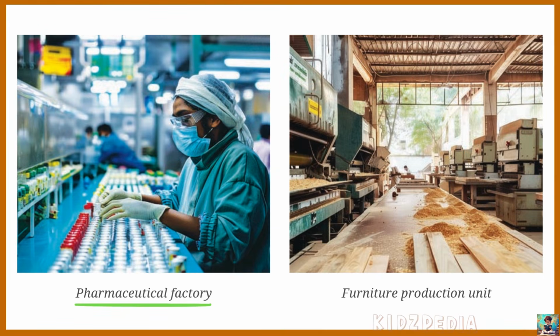Pharmaceutical factory. This is a medicine factory. Scientists and workers make medicines using chemicals and natural materials to keep people healthy. Furniture production unit. Here, wood from forest is cut and shaped into furniture like tables, chairs and beds. Here, the raw wood becomes a finished product we use every day.